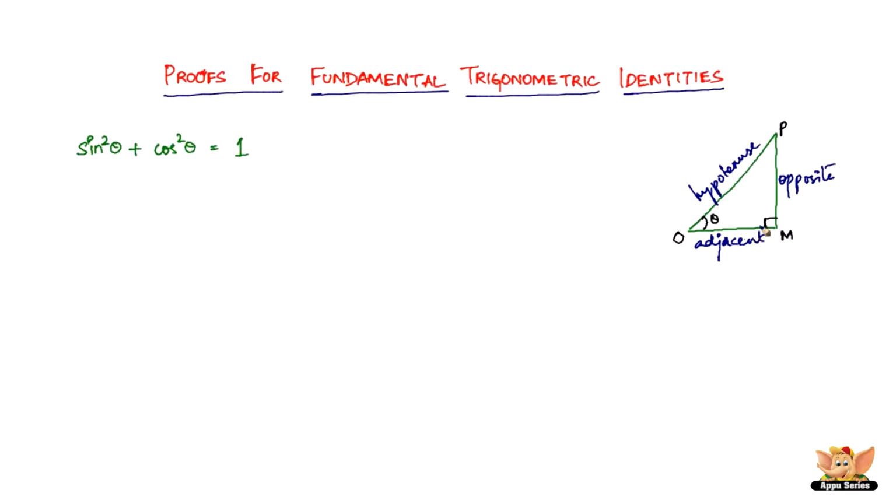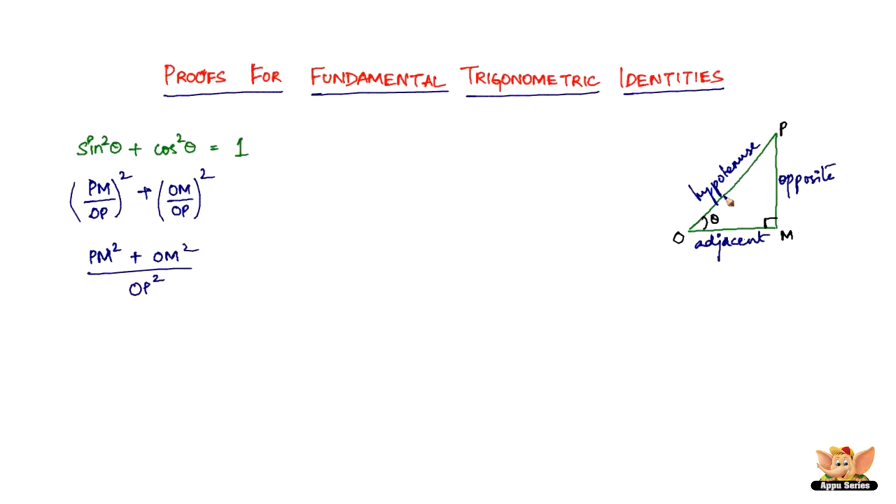Now you know that sine theta is nothing but opposite by hypotenuse, that is PM by OP. So in the place of sine square theta, we're going to write PM by OP the whole square, and in the place of cos square theta, it is adjacent by hypotenuse, which is OM by OP, so we have OM by OP the whole square. So let's do this now. We have the denominator same, so we can write PM square plus OM square divided by OP square.